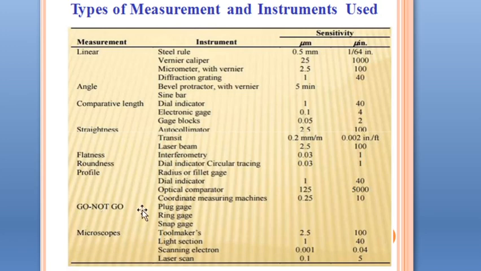Go and no go gauges are used in checking the dimensions of the work part. Plug gauge is used to check the inner diameter of the work part. Ring gauge is used to check the external diameter of the work part. Snap gauge is also used for external dimensions of the work part. Microscopes, toolmaker's or light section, scanning electron microscope or lasers can also be used.